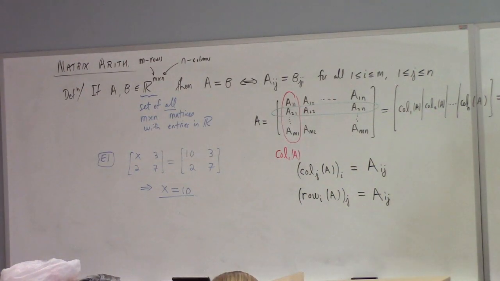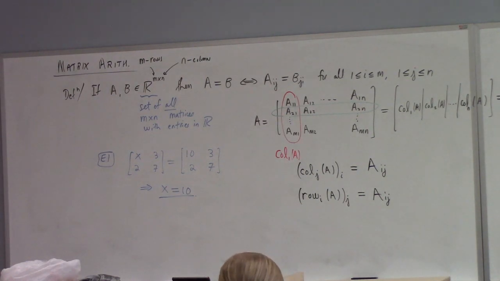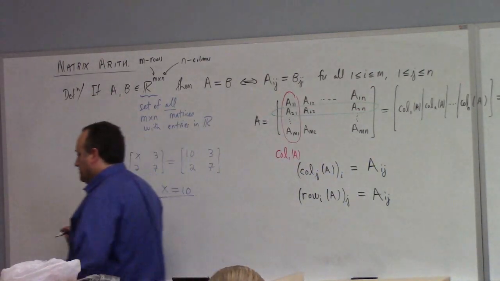All right, so yeah. Another thing I should mention, so if A is in R^(m by n), then A transpose is an element of R^(n by m). And our definition is that (A transpose) ij is equal to what? What's the definition of transpose?